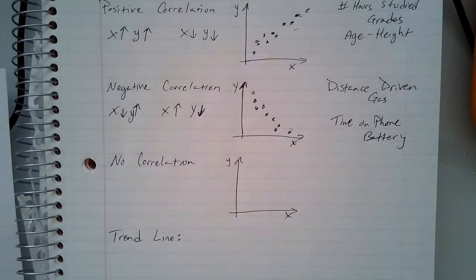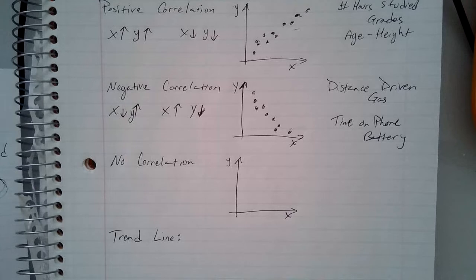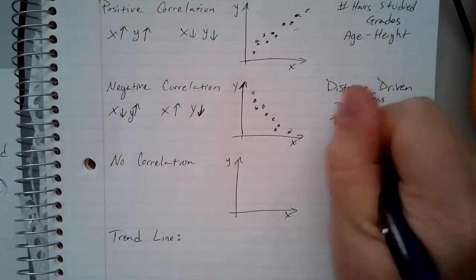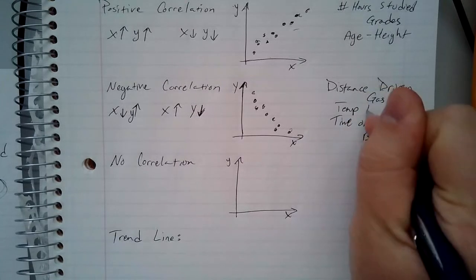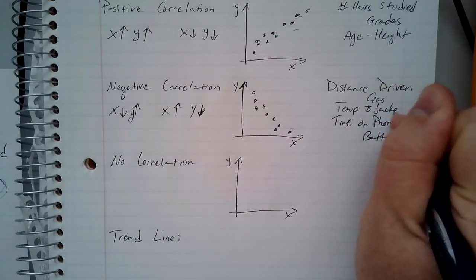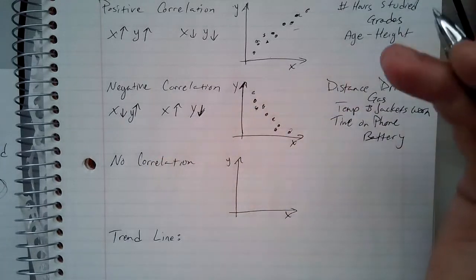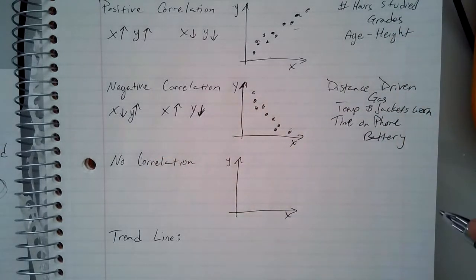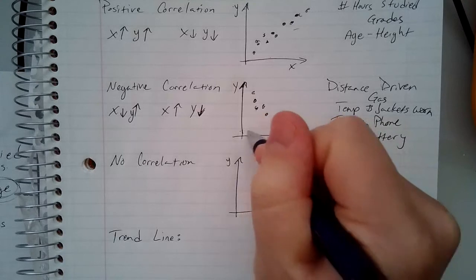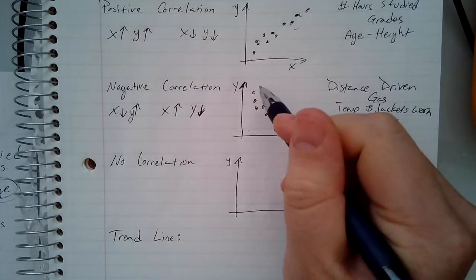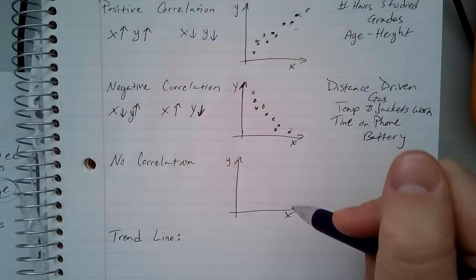Or another one, maybe like the temperature outside and the number of people wearing jackets, right? Temperature and jackets worn, right? The higher the temperature, the fewer the jackets. The hotter it is outside, the fewer the number of people wear jackets. So as the temperature rises, the number of people wearing jackets decreases.